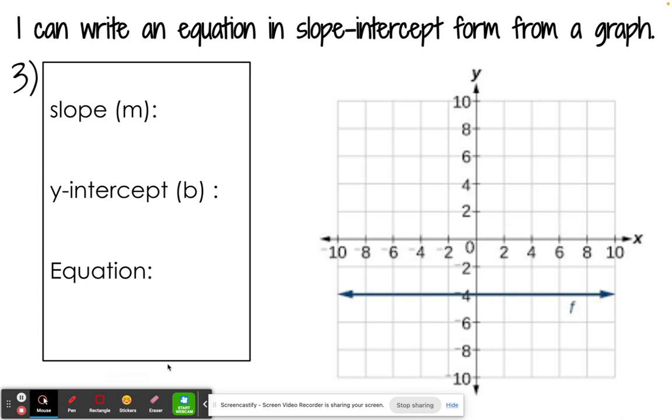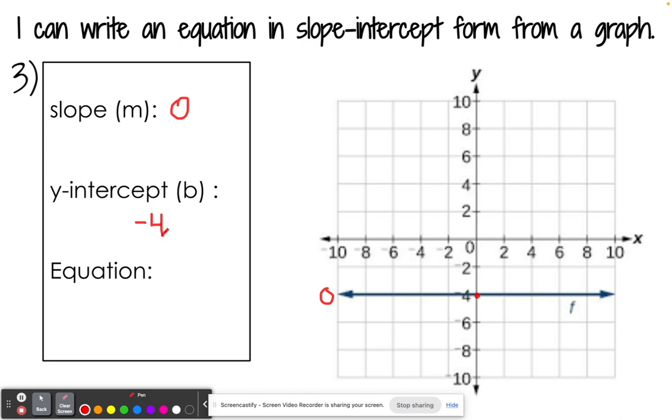Third example, well, what do I know about this? What is my slope? What is my y-intercept? If I have a line that goes like this, I am not rising at all. This is a slope of 0. My y-intercept is right here at -4.